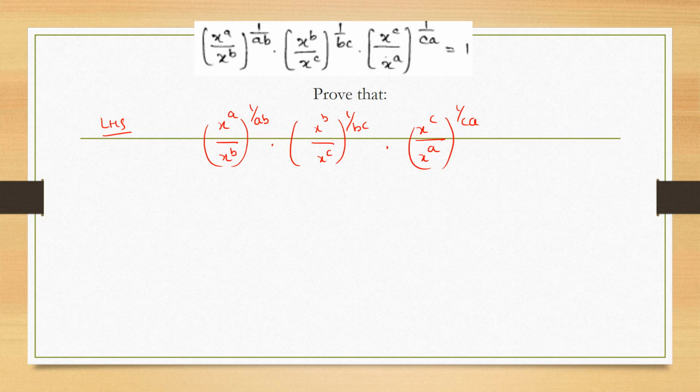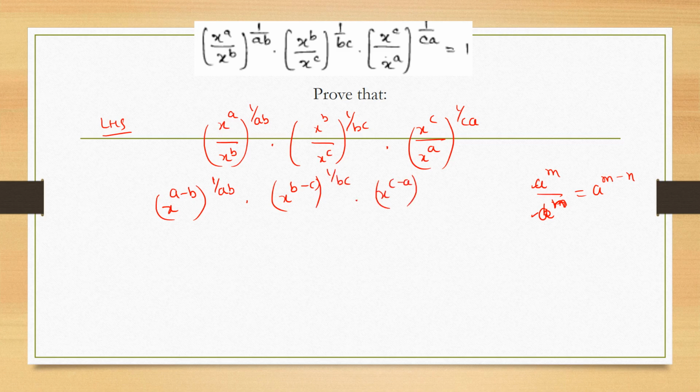Do you know a raised to power m divided by a raised to power n is what? A raised to power m minus n, right? The base is the same, so powers get subtracted in division. So it will be a minus b, the whole power will remain as it is. b minus c, again the whole power remains as it is. And c minus a, the whole power remains as it is.